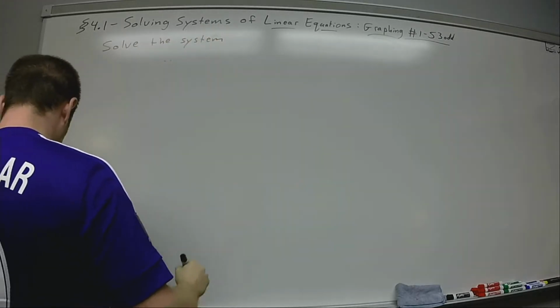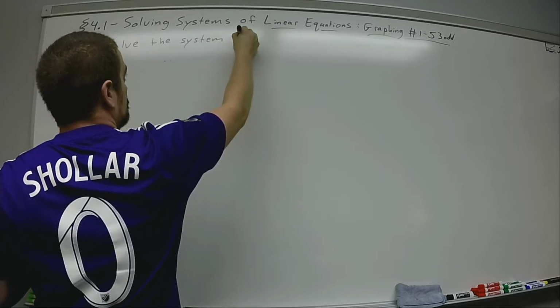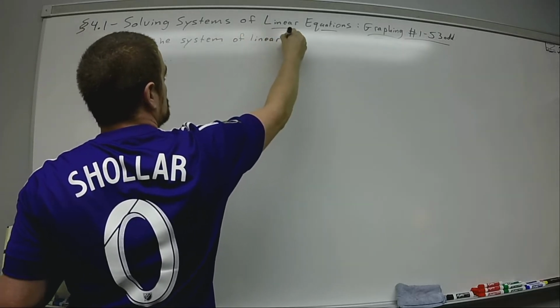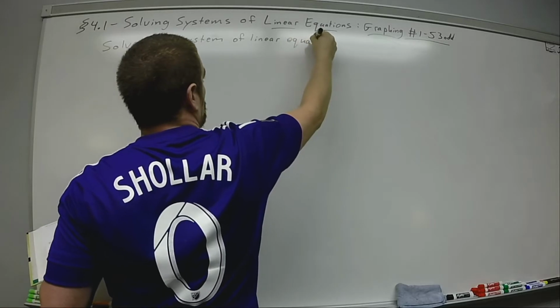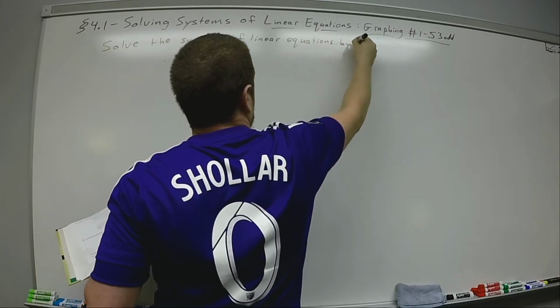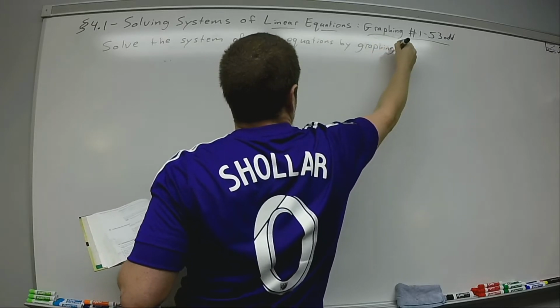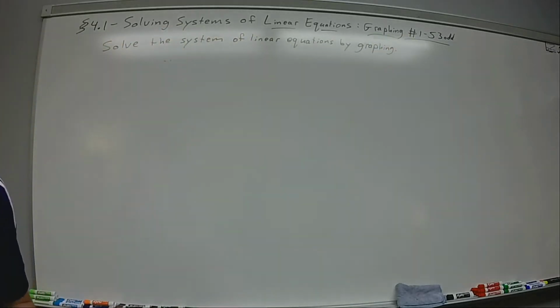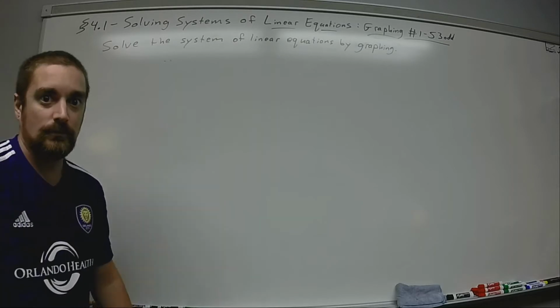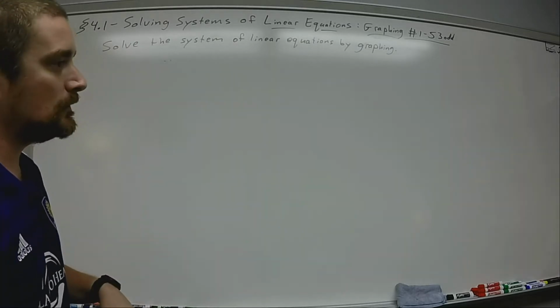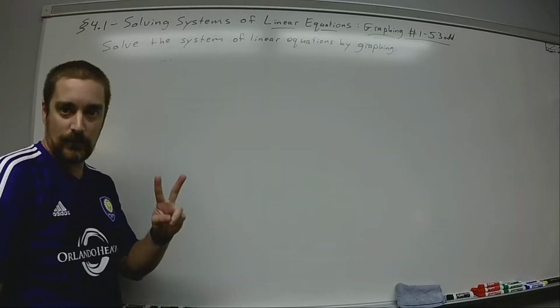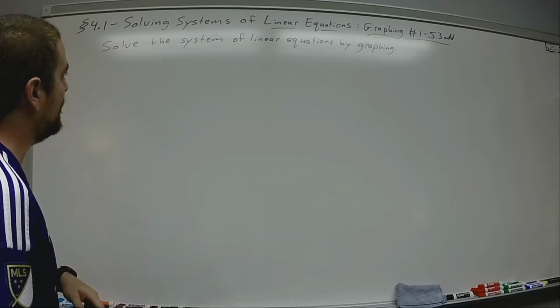So we want to solve the system of linear equations by graphing. So we have our graphing skills for graphing an equation. Now all we have to do is just graph two equations. So we're just going to do the exact same thing we did before with the graphing, but we're just going to graph two on the same graph.